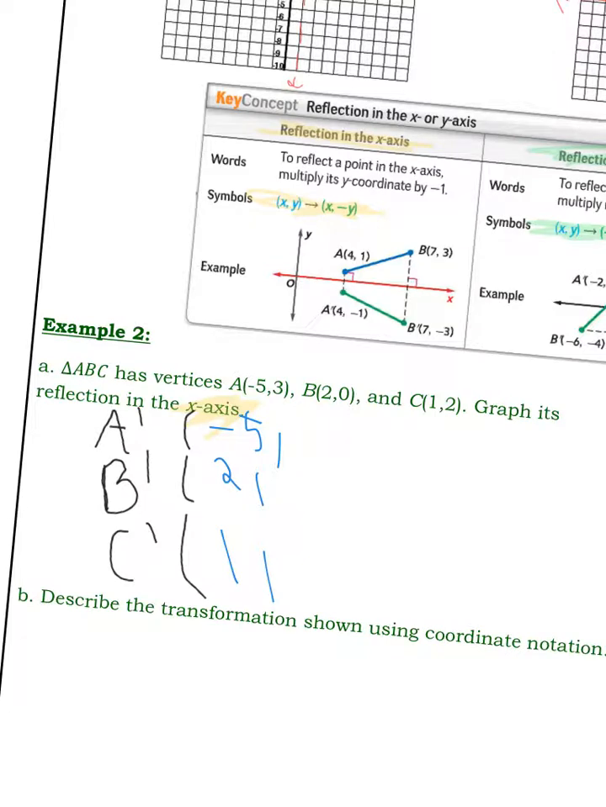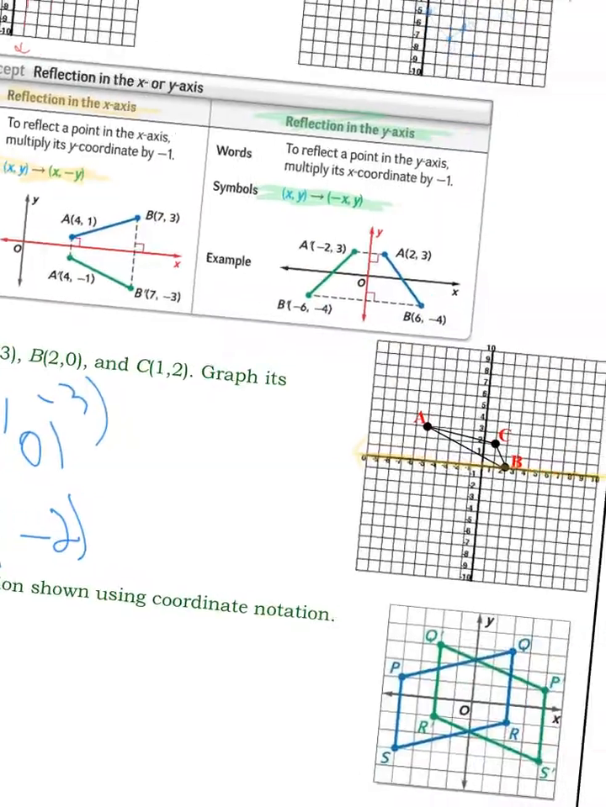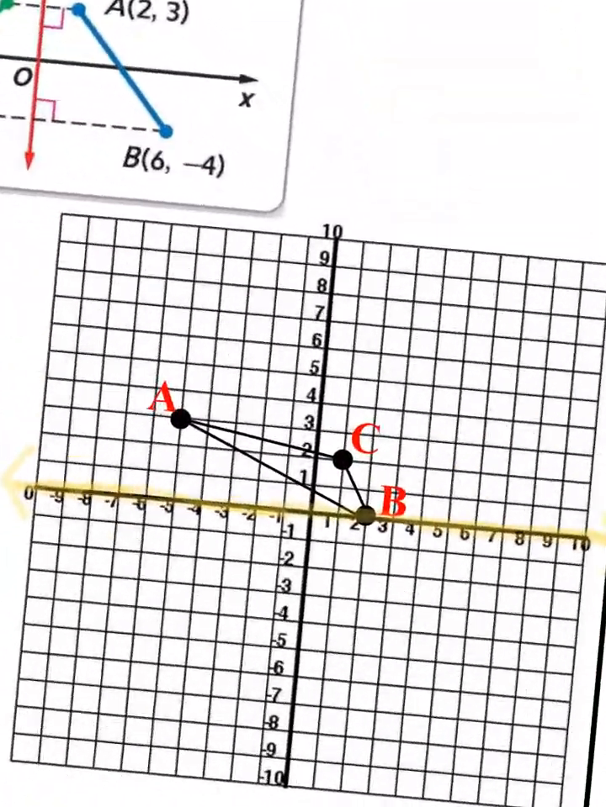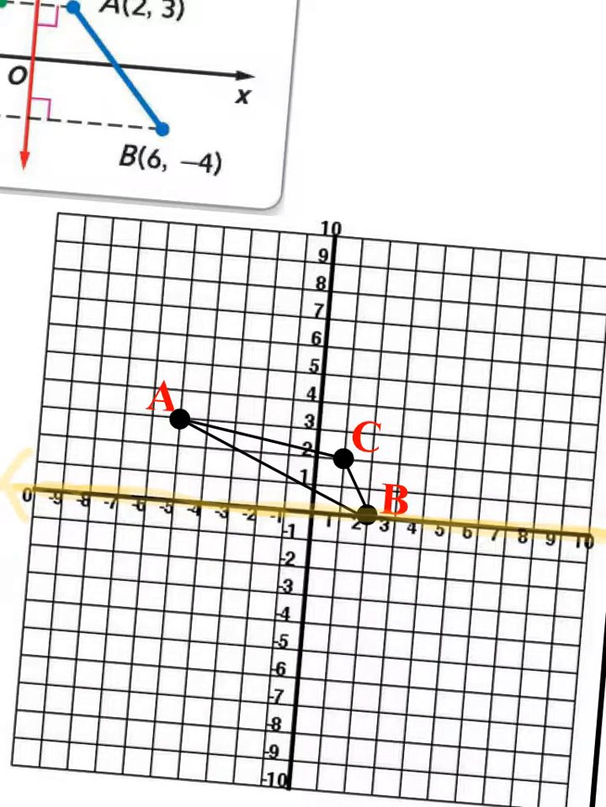And then so now I go -3 to 0, 0 stays 0, and then -2. I'm going to go over and I'm going to graph those points on the graph. So -5, -3. That'll be down here.